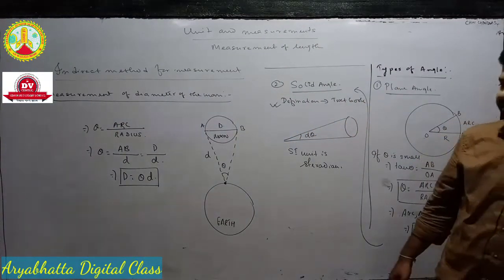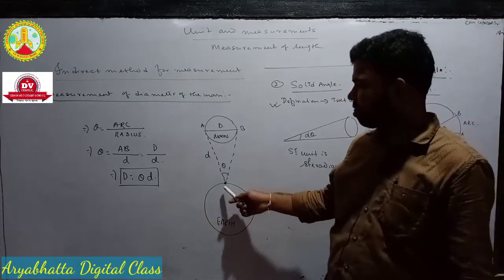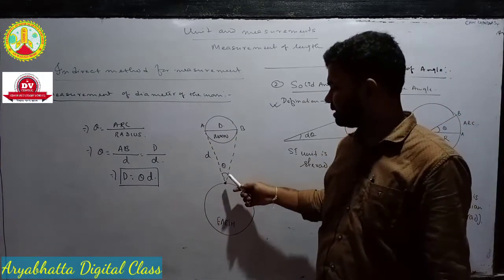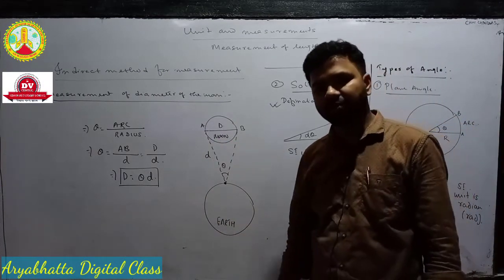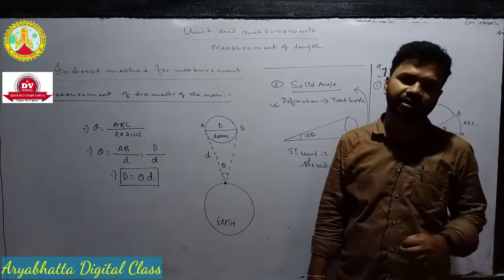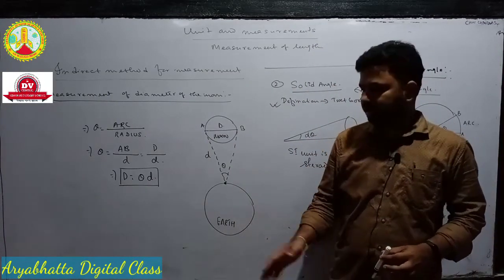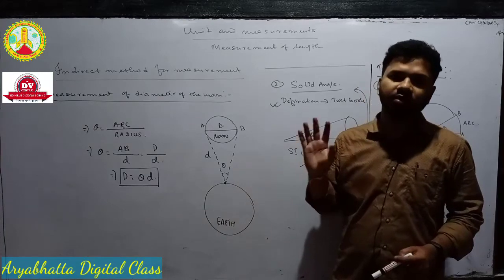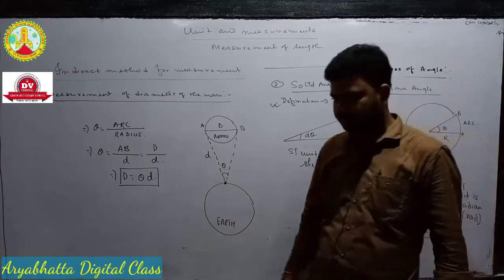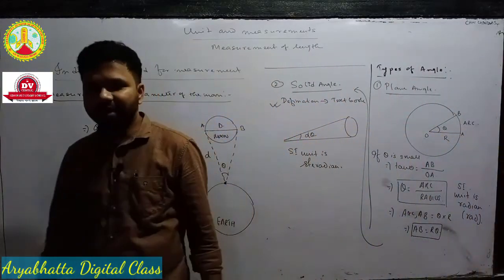So if you are observing this point and this point, this is theta, then diameter can be calculated easily. Go through your textbook. These things, if you want to understand clearly, you must go through your textbook at least once. What is parallax and all these things.